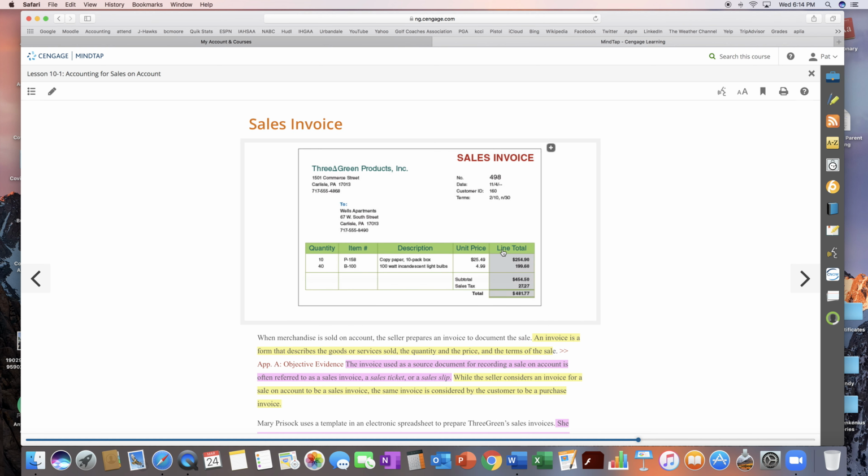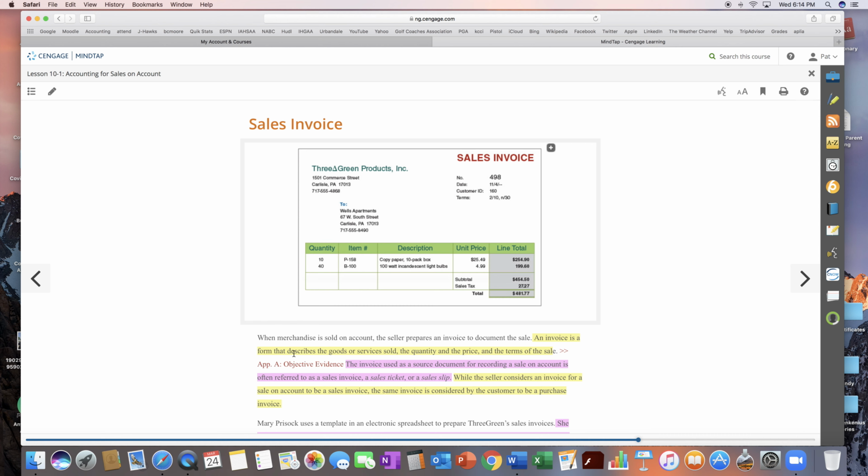Sales invoice. This should look familiar. When you make a sales invoice, it is very similar to when somebody purchases. A sales invoice for the person that's selling it is the same as a purchase invoice for somebody who's getting it, basically. Because you have the quantity, you have the item, the unit price, the totals, you have the company names, who's buying it. Sales invoices will be in numerical order. It'll have customer IDs and the terms, all right?